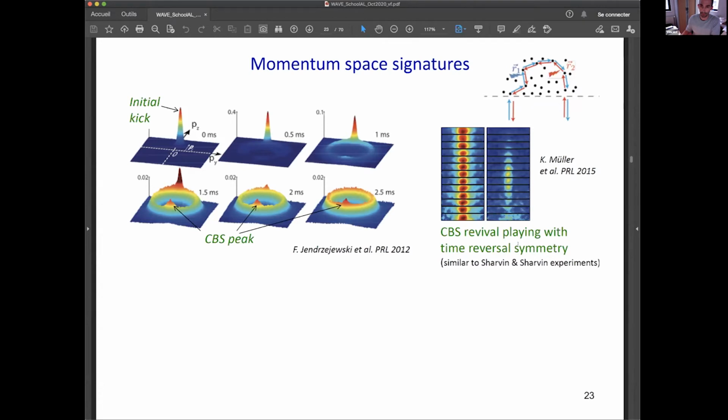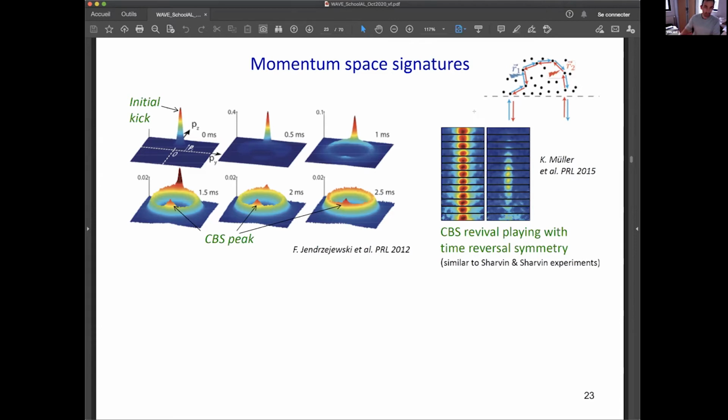And for us, that was the direct signature that this CBS peak is really due to the interference of these counter-propagating paths in the system. So this momentum space signature allows us to pinpoint the basic mechanism at the heart of localization.